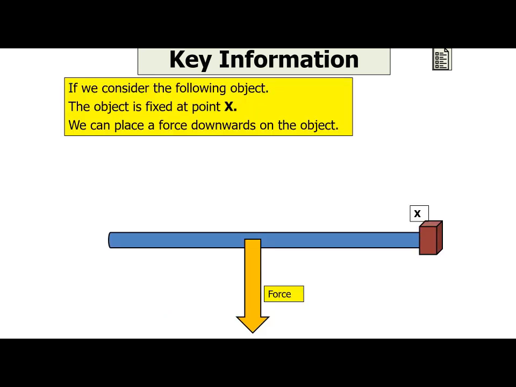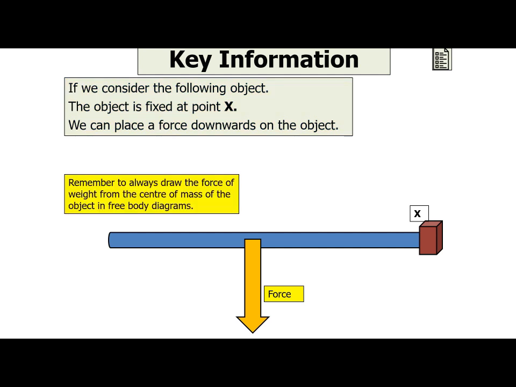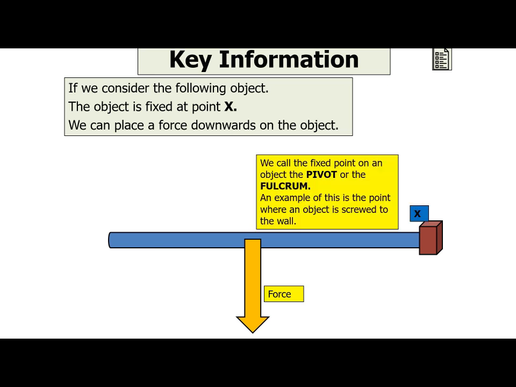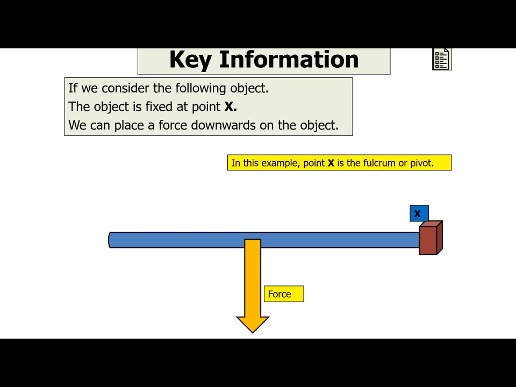Now, if we consider the following object, the object is fixed at point X. We can place a force downwards on the object. Remember to always draw the force of the weight from the centre of mass of the object in free body diagrams. We call the fixed point on an object the pivot or the fulcrum. An example of this is the point where an object is screwed into a wall. So in this example, point X is the fulcrum or the pivot.